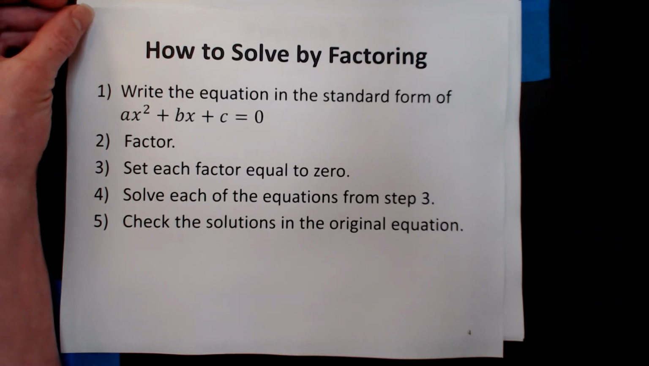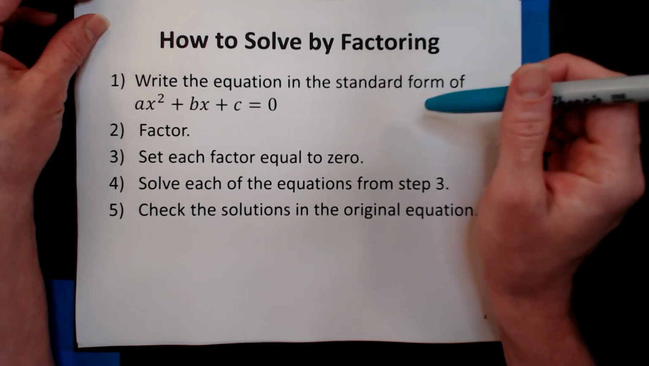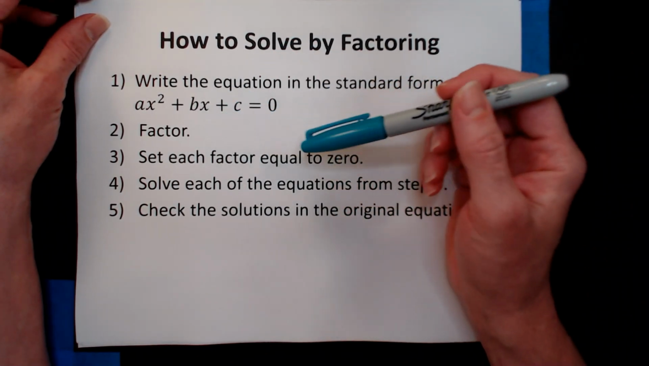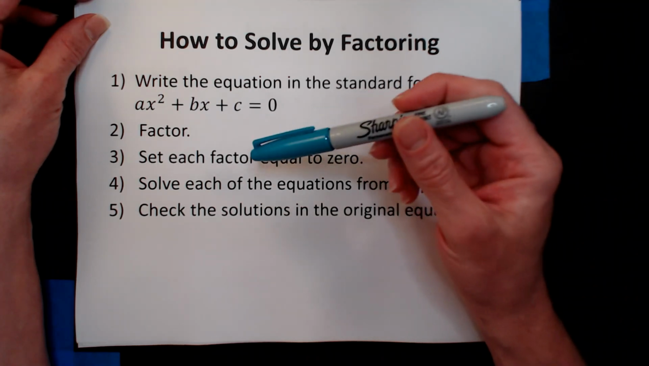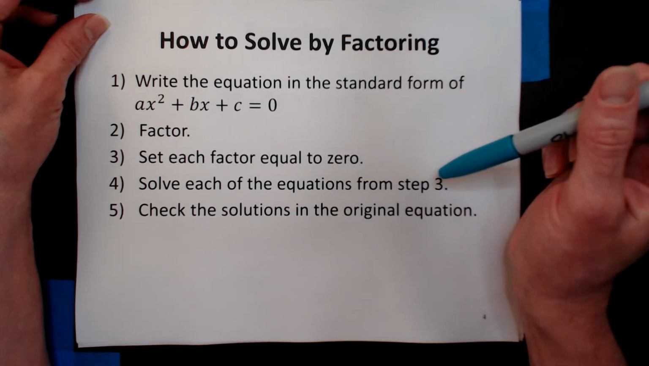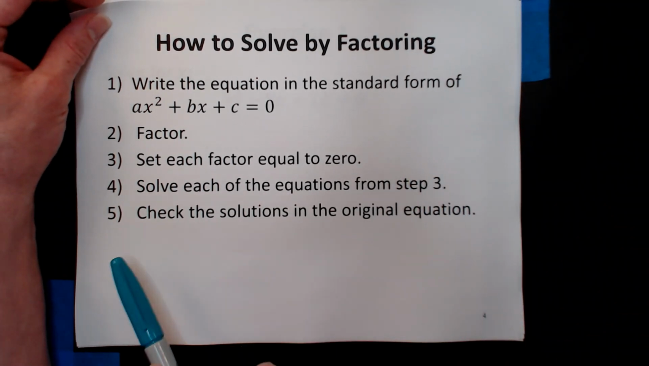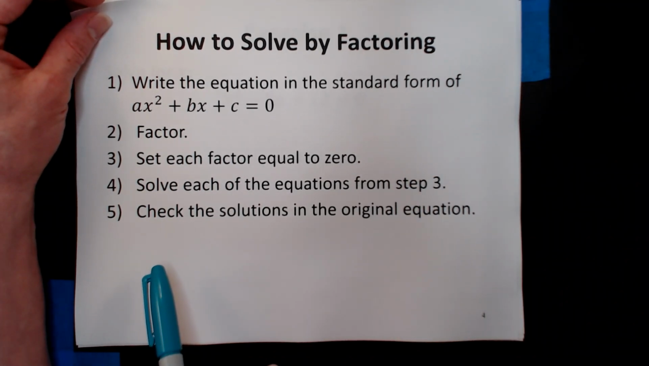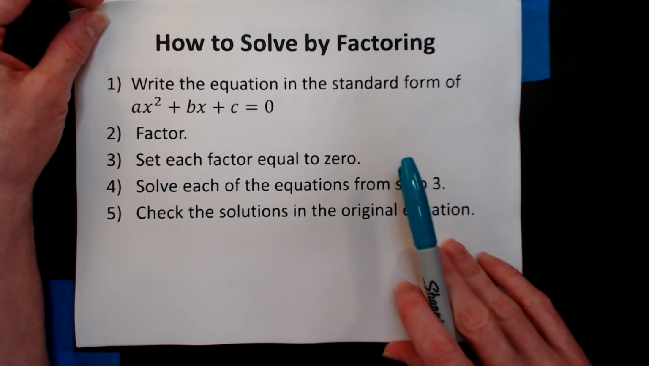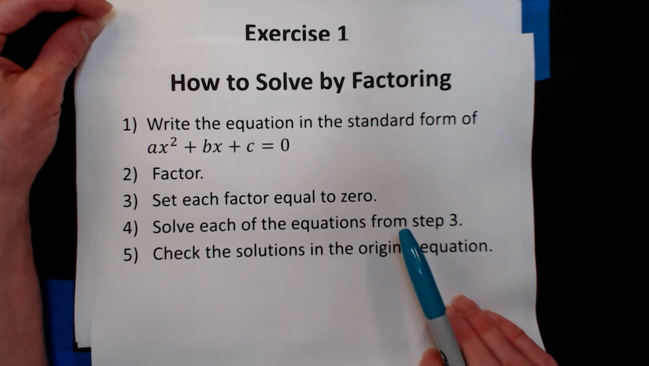How to solve by factoring. We write the equation in standard form. We factor, set each factor equal to 0, solve the equations from step 3, and check the solutions in the original equation. Checking usually comes in very useful in a lot of quadratic equations. If you're really good with your calculator skills, it can make that part really quick.